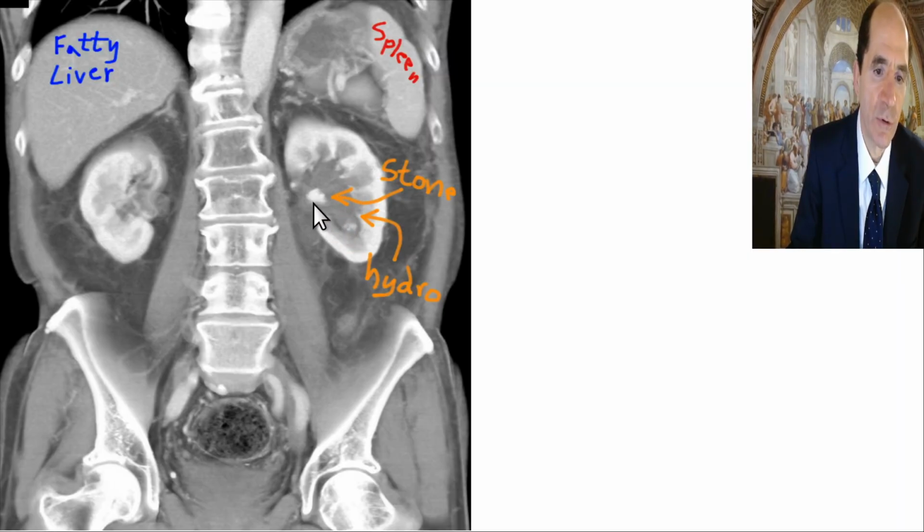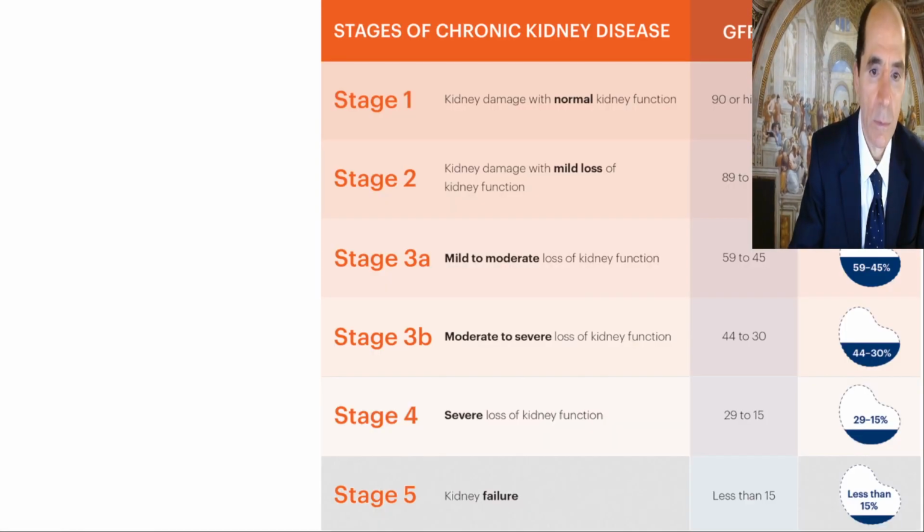This is a stone obstructing it, causing hydronephrosis. There's sort of the parent of the stone, and there's the part that broke off. But anyways, this is what it looks like on a coronal CAT scan with the patient facing you.